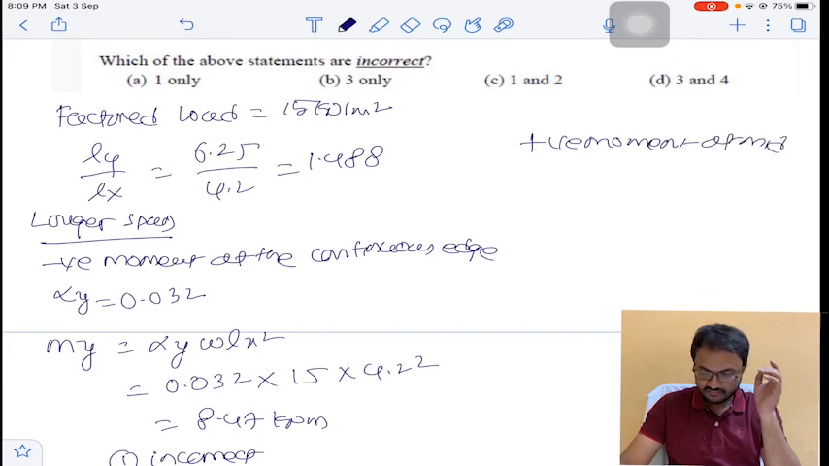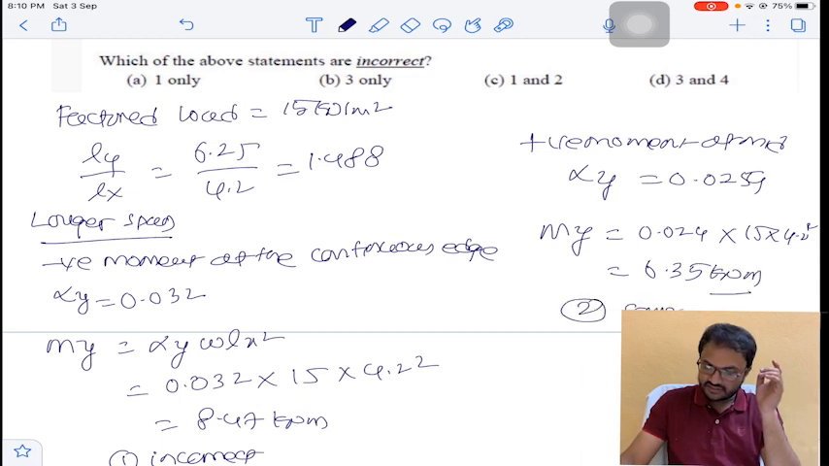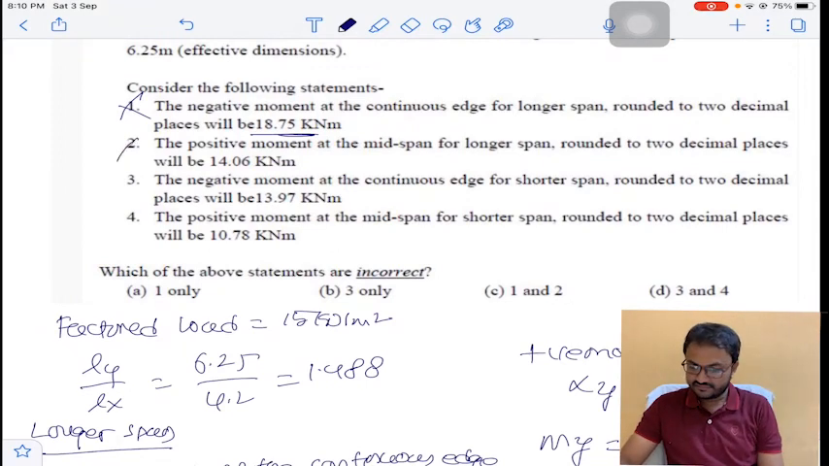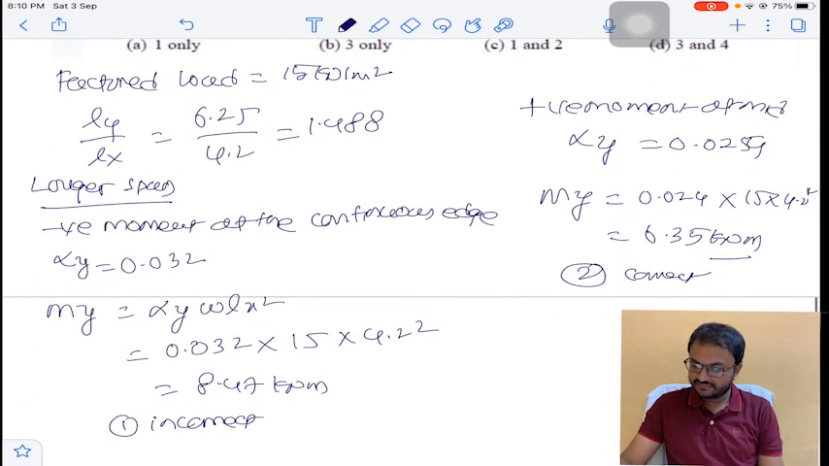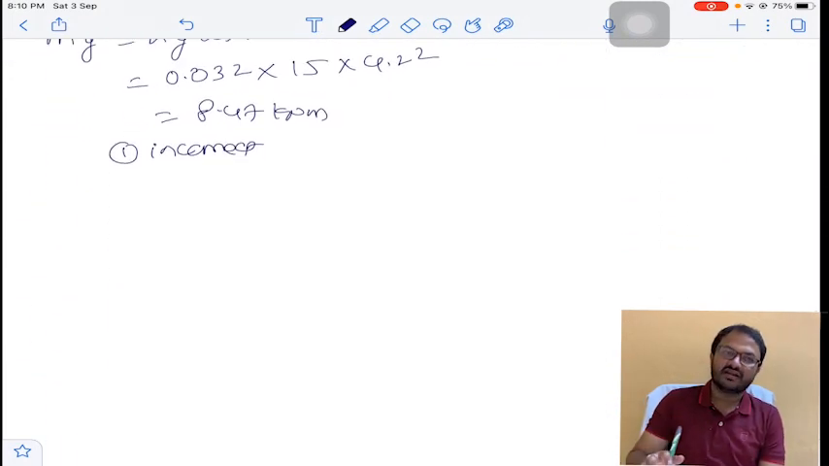at mid span. So in this case alpha y will become 0.024. So My is equal to 0.024 into 15 into 4.2 square. It will be 6.35 kilonewton meter. Okay, so we got 6.35, but here he has given 14.06. Statement 2 is also incorrect. These are all the negative as well as positive bending moments in the longer direction. Now we will calculate along shorter direction.